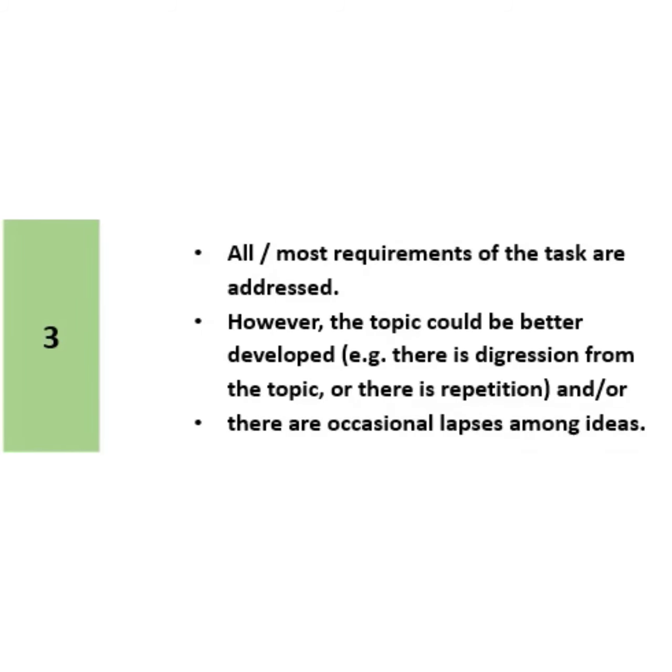Let's take a look at band 3. It says, all or most requirements of the task are addressed. However, the topic could be better developed. For example, there is digression from the topic, or there is repetition, or there are occasional lapses among ideas. This means while writing, you're moving away from the subject, but still there is some organization in your paragraph.